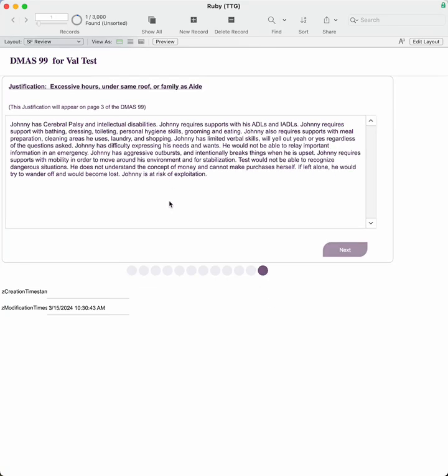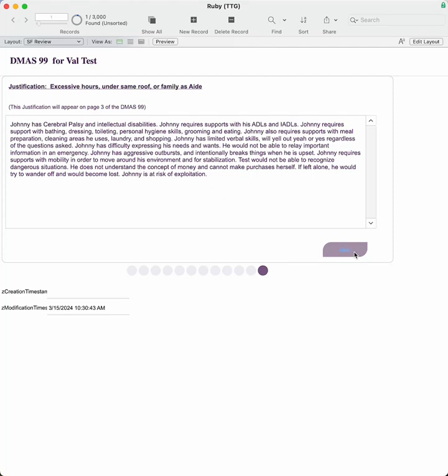This is the justification for excessive hours under the same roof or family member as an aide. Generally, on a brand new intake, this justification is pulled from the 99 from the nurse's assessment. You can add to this, absolutely add to this. Read it. Don't just skim through it because there's something there. It could say Mary is a 4-year-old little girl when Mary's now 10, right? It needs to be adjusted as you go.